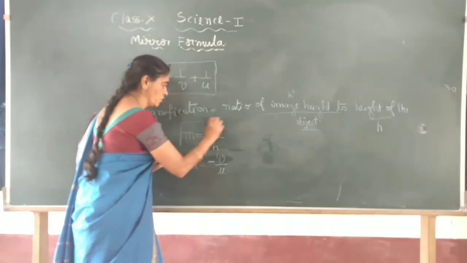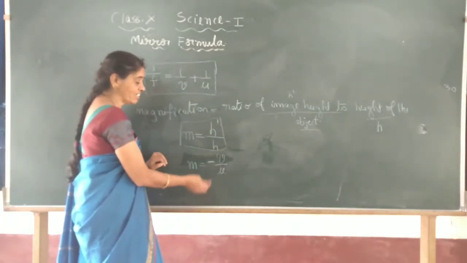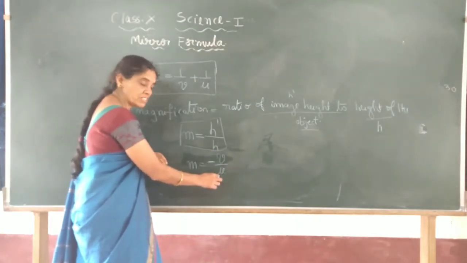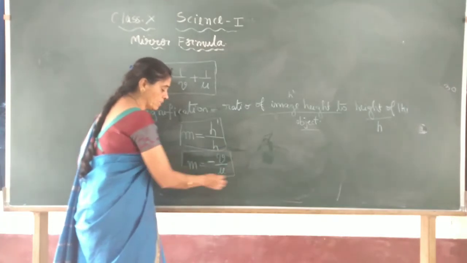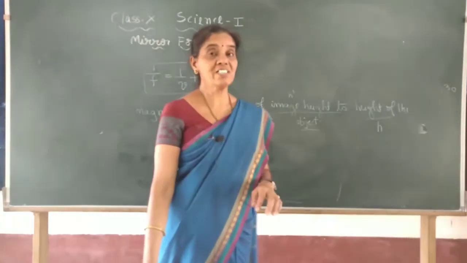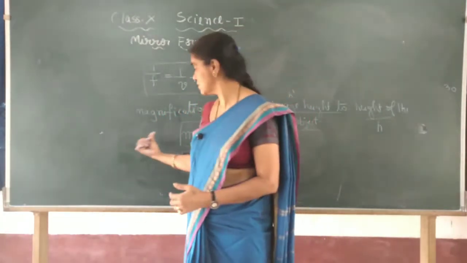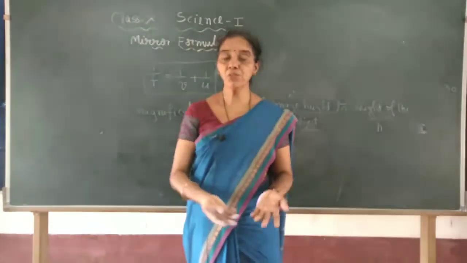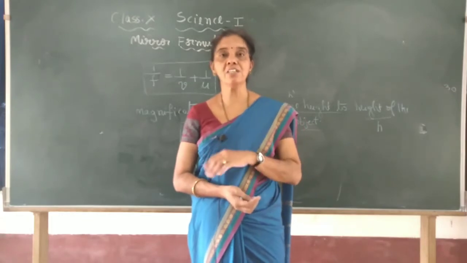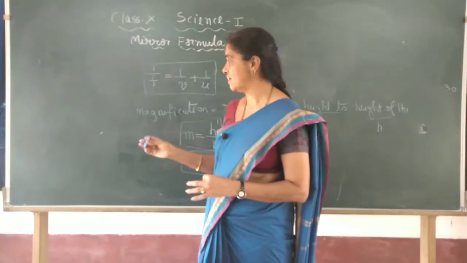So either you can use the height of the image to height of the object, or minus of image distance divided by object distance. Both formulas are used to find the magnification. Magnification tells you the size of the image. You will come to know by getting the m value the nature of the size of the image, whether the image is smaller, bigger, or same as the object.